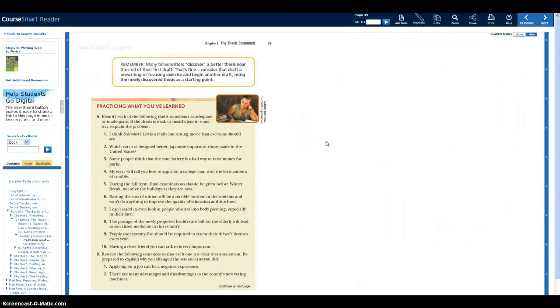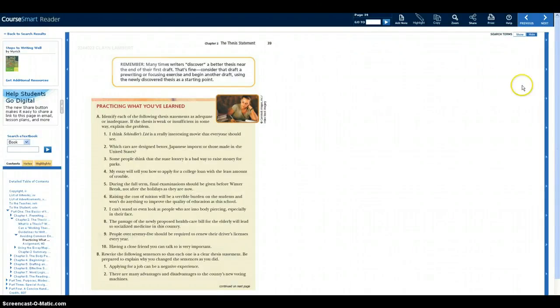On page 39, exercise A, you're going to be looking at these thesis statements based on the rules that we just looked at, the 7 rules. For each one of these thesis statements, you're going to tell me whether or not the thesis statement is adequate or inadequate. If the answer is inadequate, then you need to tell me why. What is it that you see in that particular thesis statement that causes you some concern?